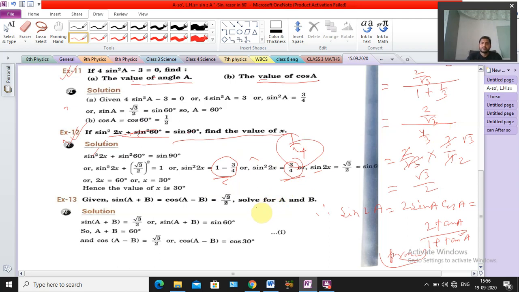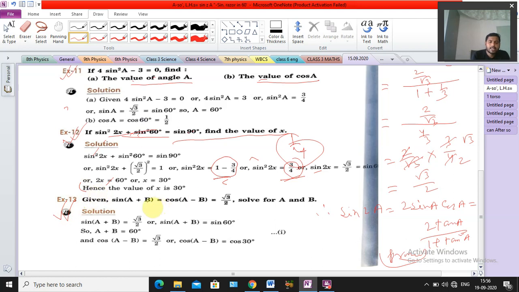You have to practice it, you have to try it. Clear? And you will get the original answer only, because sometimes the question was wrong in the question book, in the example as well as in that exercise. Okay, next, see, example 13.